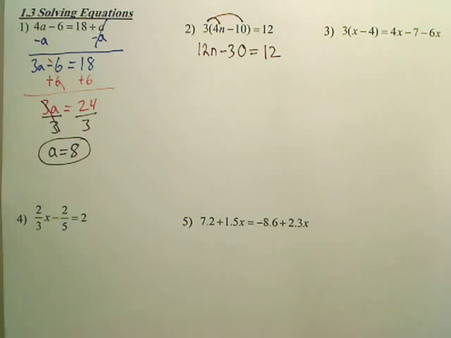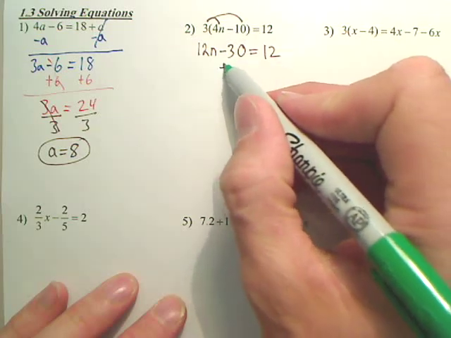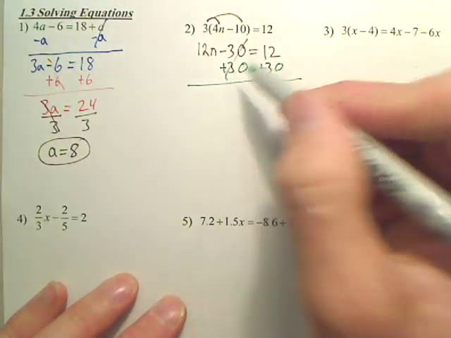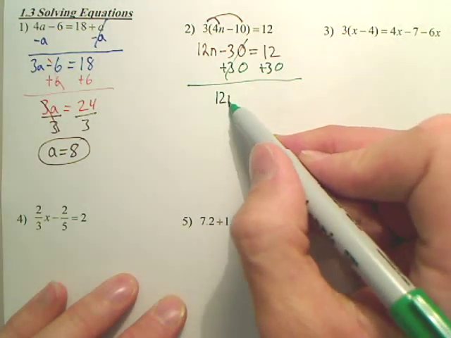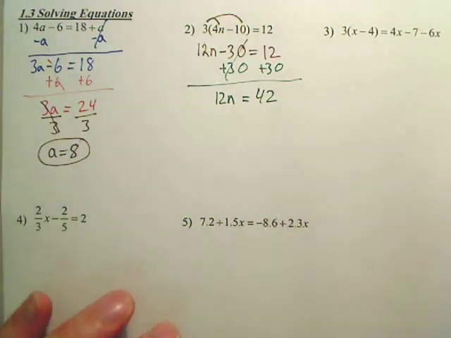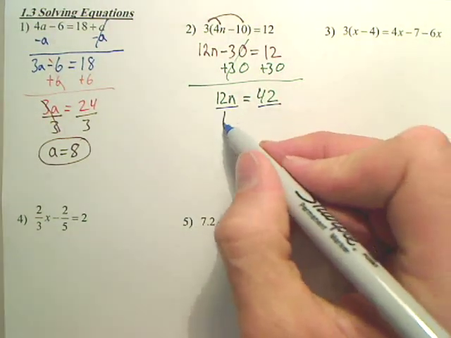Okay. Now, are the n's all on one side? Yes. So all we got to do now is move the numbers to the other side. So I want to get this negative 30 away, so the opposite of negative 30 is plus 30. That's gone, leaving you 12n over here. 12 plus 30 is 42. That's a little bit more difficult to look at and tell. So let's just divide both sides by 12.